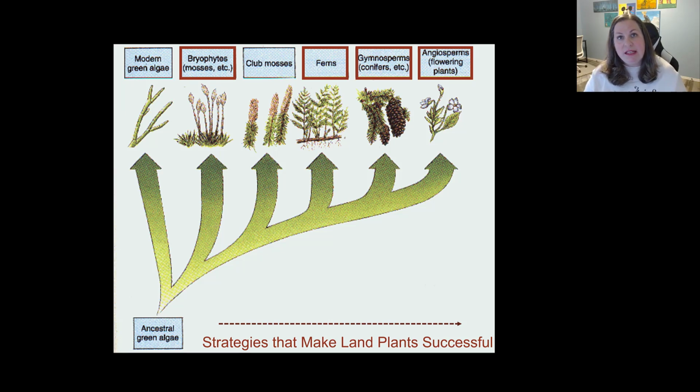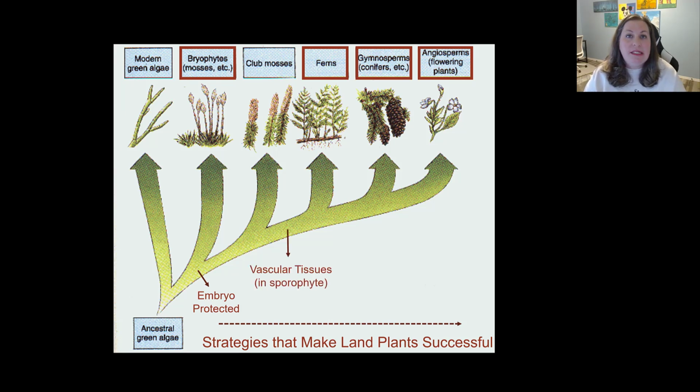Now, when you look at this cladogram and you look at how this progression takes place, one of the things that all of these have in common is they have to have a way to protect their embryo because they've moved on to land and they've got to protect it from drying out. So remember to go back and review those strategies that make land plants successful.